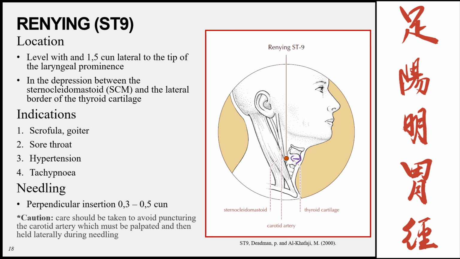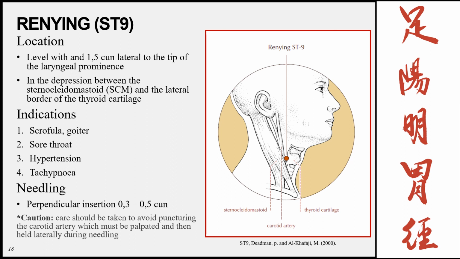And this places the point in a depression between the sternocleidomastoid, this muscle over here, and the lateral border of the thyroid cartilage. Here's the lateral border of the thyroid cartilage, and we've got to be between these two structures. This point can be used for scrofula, goiter, sore throats, hypertension, and tachypnea. Our insertion is a perpendicular insertion, 0.3 to 0.5 cun.